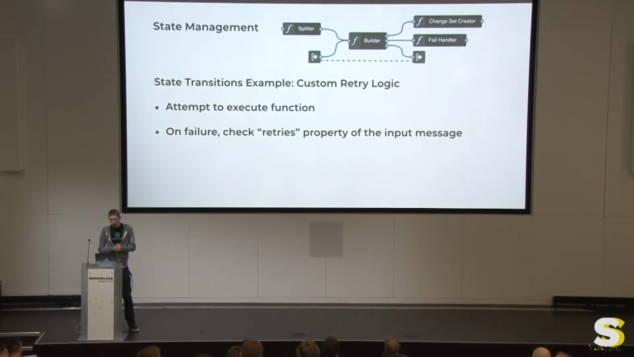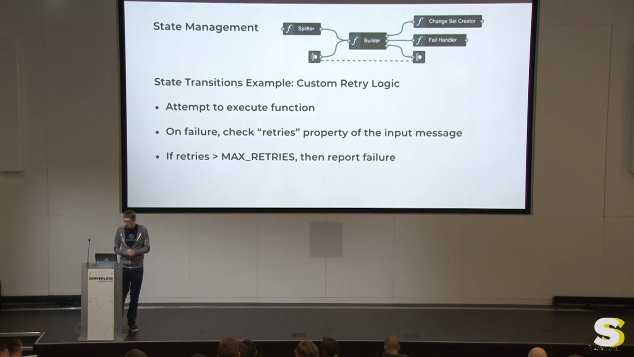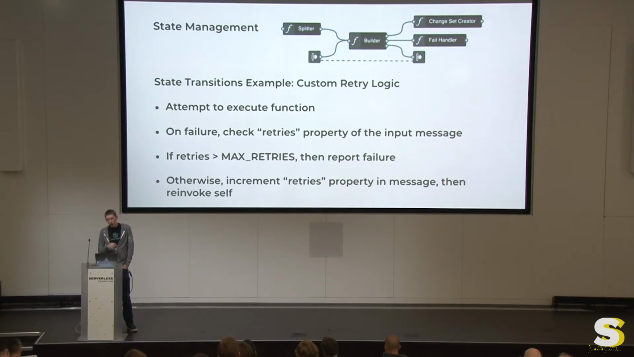So every time that you invoke a function, you're passing a message to it. When you're starting out, maybe we've got a retries property of that message that's set to 0. But when the function fails, we're going to check that retries message. If it's greater than a certain maximum number of retries, then we're just going to report the failure. We're going to invoke a failure handling function. Otherwise, we're going to increment a retries count in that message that we received, and we're going to re-invoke ourselves.